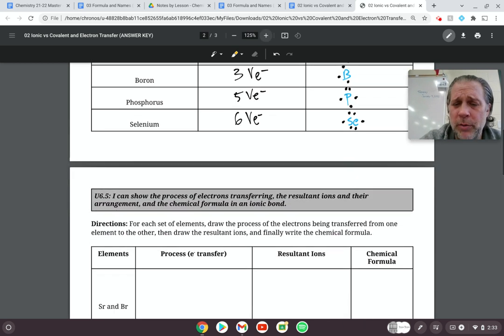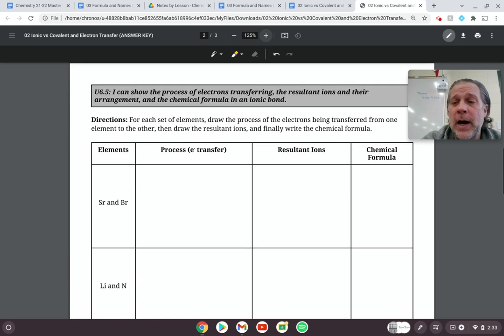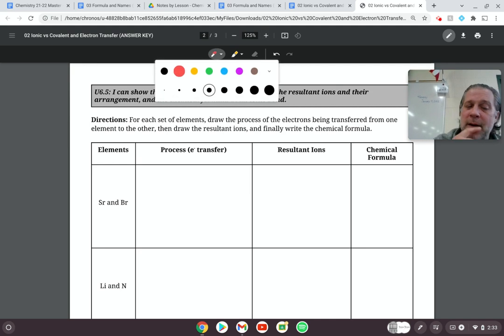So now we're going to go to the part where I know many people struggled. I'm going to go through these individually, and I'll spend some more time on these than I did on the stuff on the first page. So first thing I'm going to do is look at the elements that I've been given and identify if they're a metal or a nonmetal.